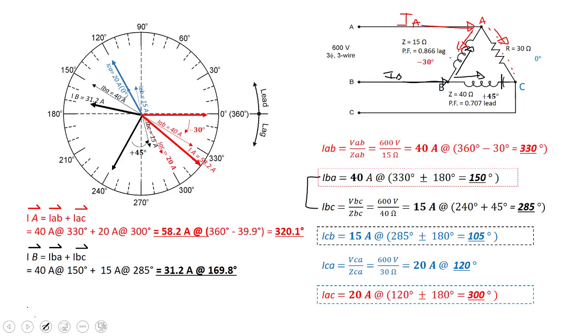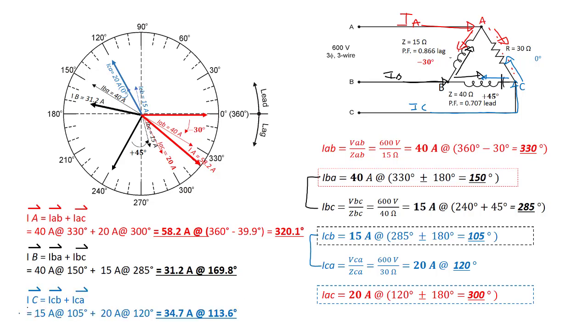Our last line current is line current C. So if I want to know what IC is, current would come in, get to the junction, and there it would split. And it would make up the sum of the phase current ICB plus ICA. As you see, that's these two. Okay. IC is equal to ICB plus ICA. ICB is 15 amps at 105 degrees plus ICA 20 amps at 120 degrees. That comes to 34.7 amps at 113.6. Let's go ahead and plot that out. So right there, 34.7 at 113.6. I hope this helped you out, and we'll see you on the next video.